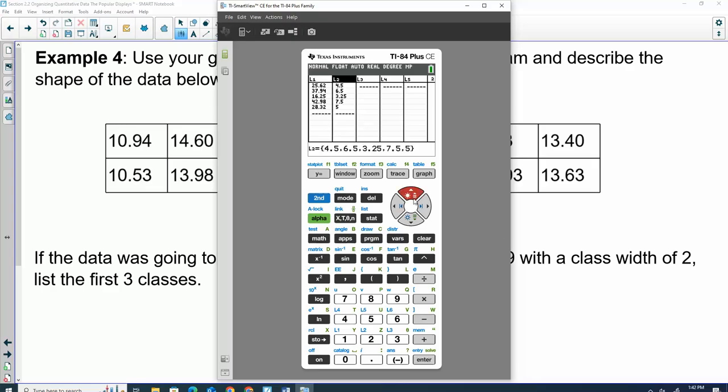Do not delete a list. So if you Stat Edit and there is data in here, you can go up and highlight the title and hit clear, enter. Please don't hit delete, then it deletes the entire list and it messes up everything else and we have to reset the calculator, okay? So I'm going to clear out my list. Just go to the title, hit clear, enter, and it should wipe out everything. Make sure all your lists are blank.